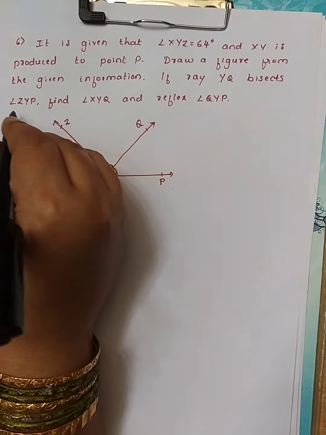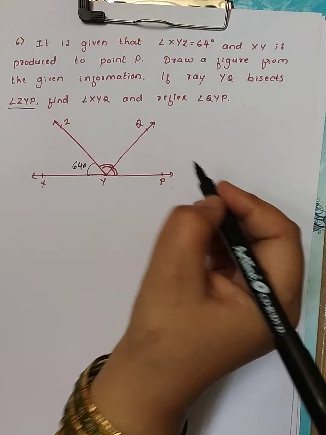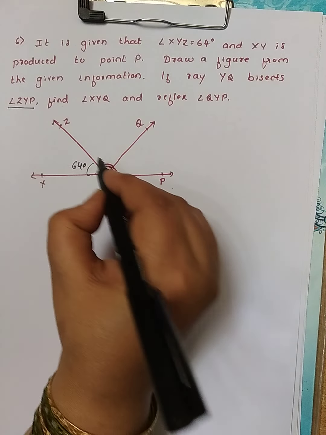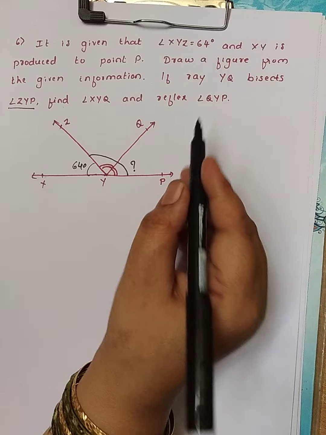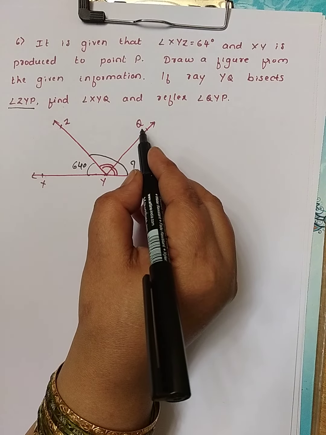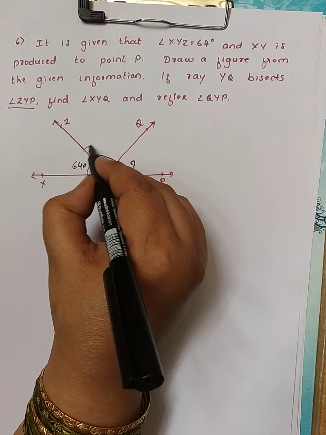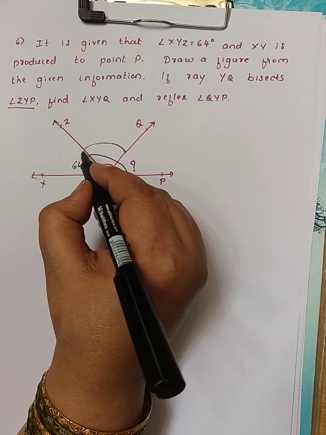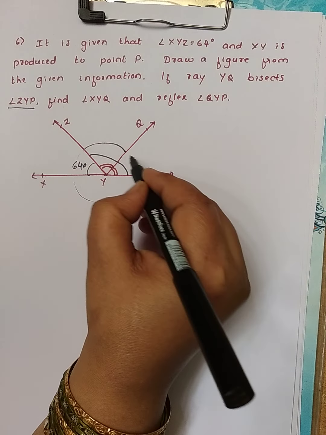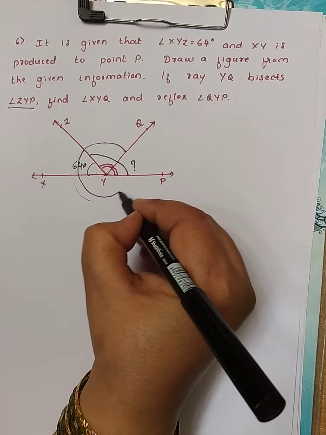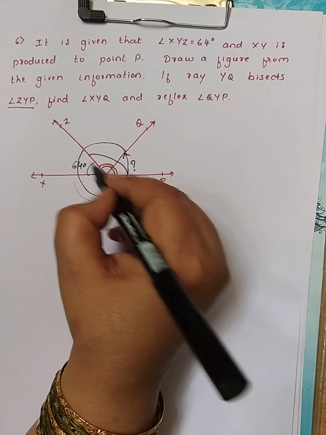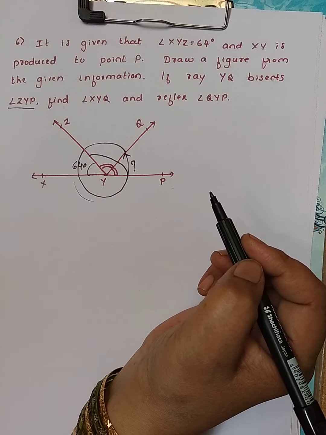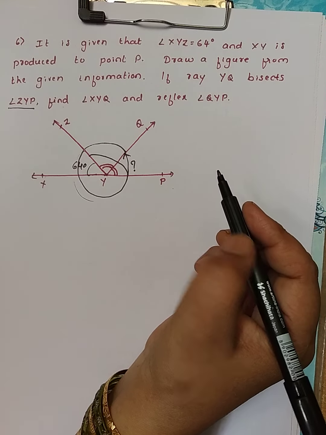Then what do you have to find? We have to find XYQ, that is this angle. And reflex of QYP. Which is QYP here? This is QYP. The reflex means this angle. That is 360 minus QYP is reflex of QYP. So let's start.